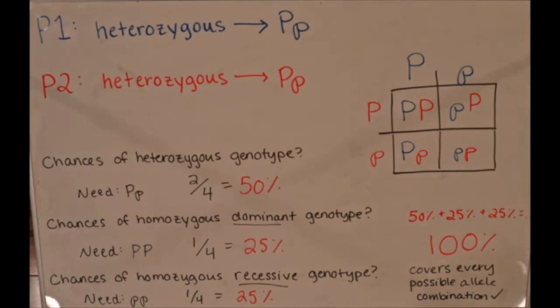And actually, you'll see this 50, 25, 25 breakdown for every cross you do with 2 heterozygous parents. You'll always have those 2 instances of a heterozygous offspring, 1 instance of a homozygous dominant offspring, and 1 instance of a homozygous recessive offspring. So that's just something to keep handy in case you're ever asked down the line to do a Punnett square for 2 heterozygous parents. You could save yourself a lot of time.